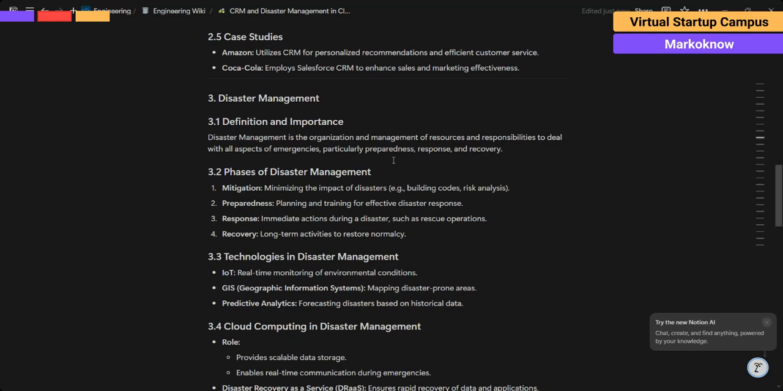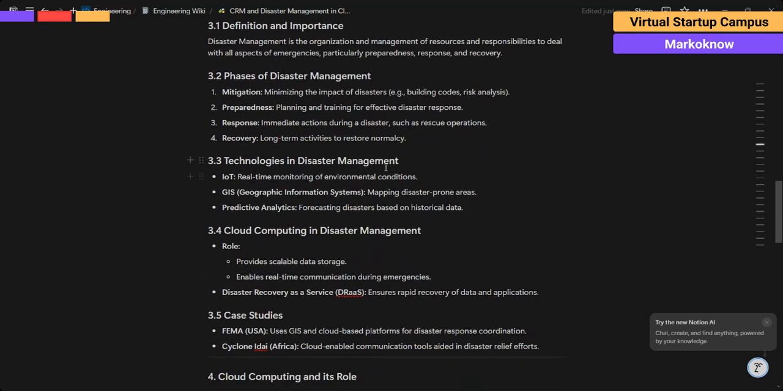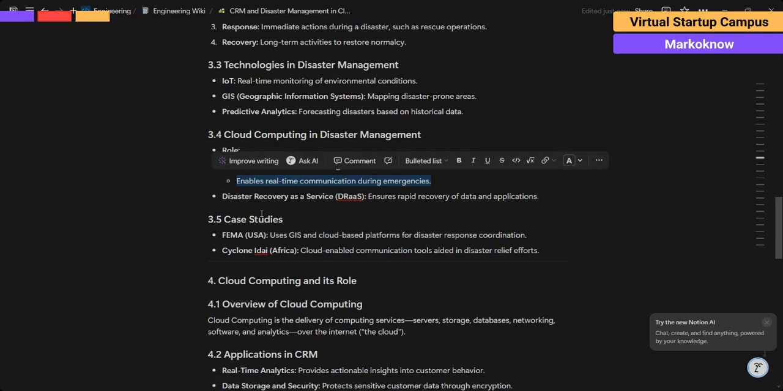And the technology in disaster management that is being used right now, like IoT devices for real-time monitoring of environmental conditions, GIS and geographic information systems like the mapping of disaster-prone areas, predictive analytics, forecasting a disaster based on historical data. Okay. So cloud computing in disaster management provides scalable data storage and enables real-time communication during emergencies. This is the main function that we use for disaster management.